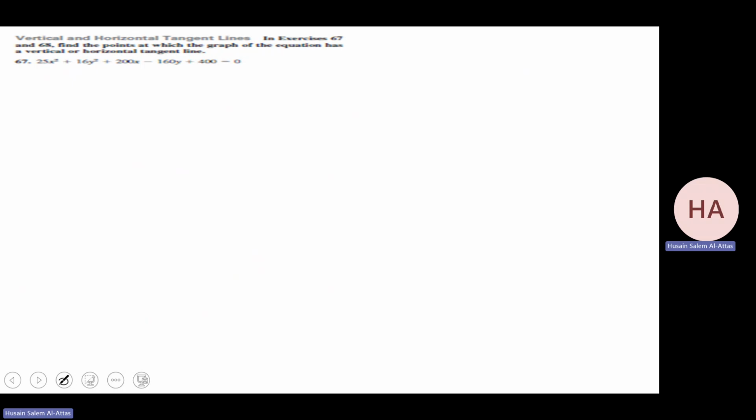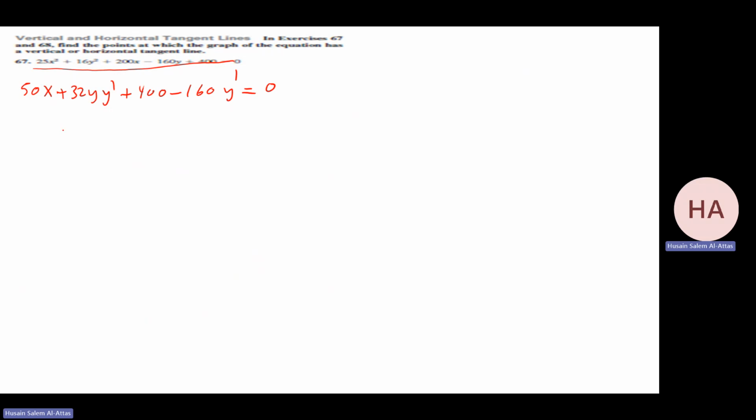Vertical and horizontal tangent lines. Find the points at which the graph of the equation has a vertical and horizontal tangent. Now we'll deal with vertical and horizontal tangent for such problem. Let us do the calculation. Differentiate. I have 50x plus 32y y prime plus 400 minus 160 y prime is equal to 0.